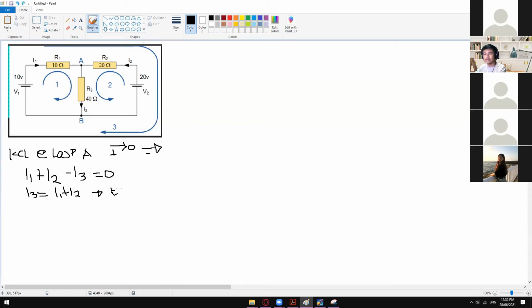Equation number 1. So I hope you guys were able to get this one. So let's now move on to the KVL at loop 1. So where is our loop 1? So here's our loop 1.